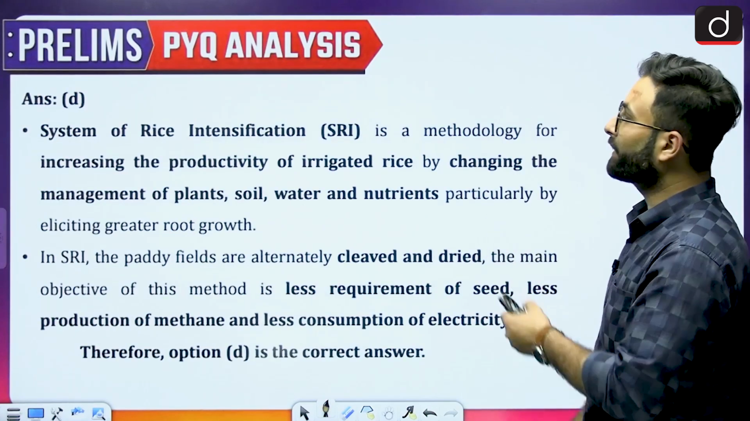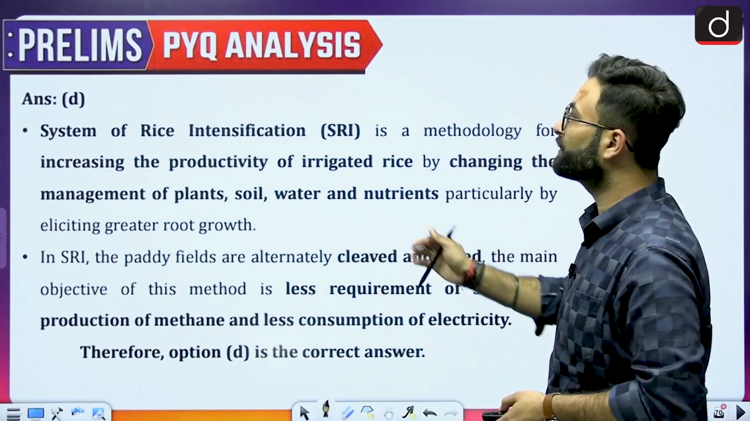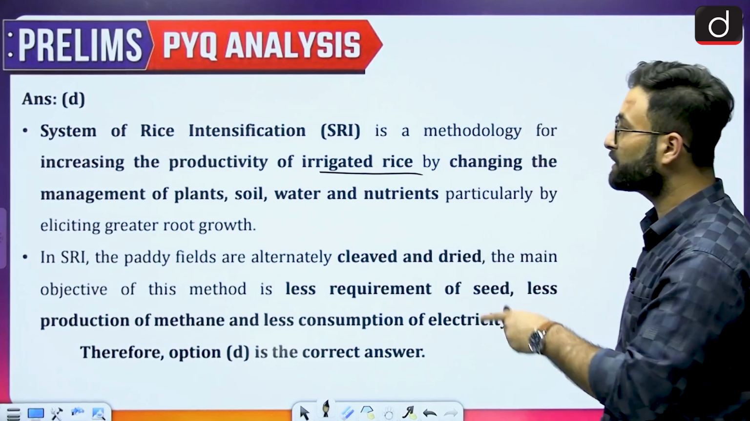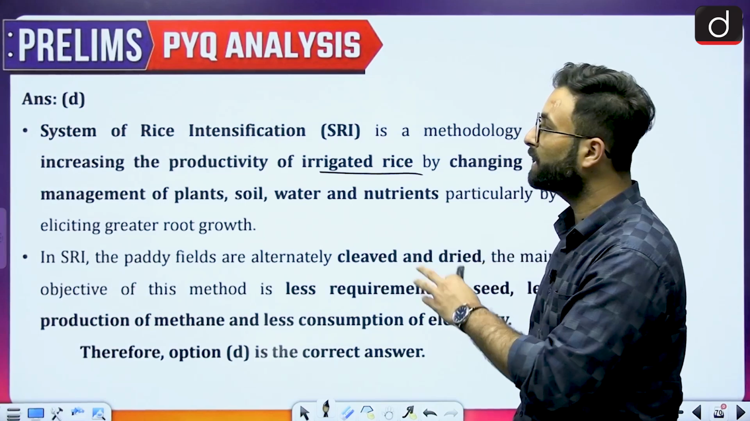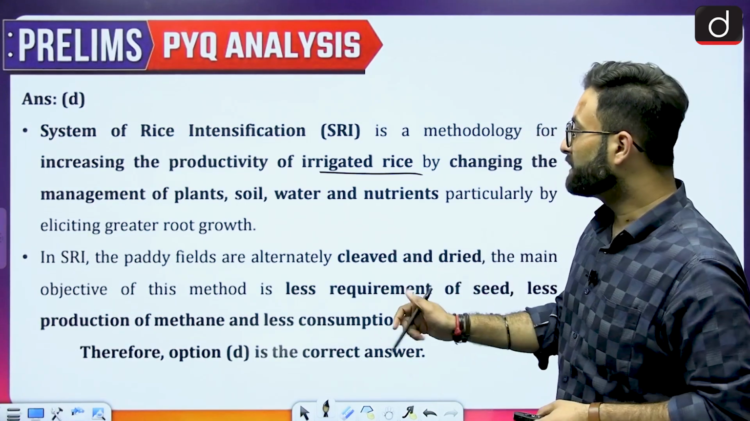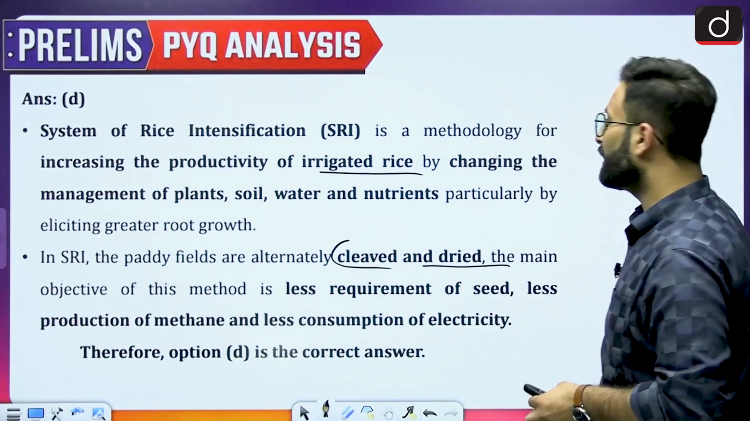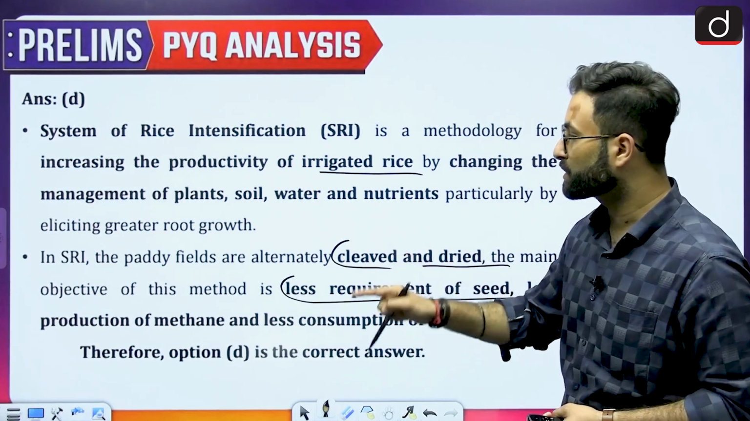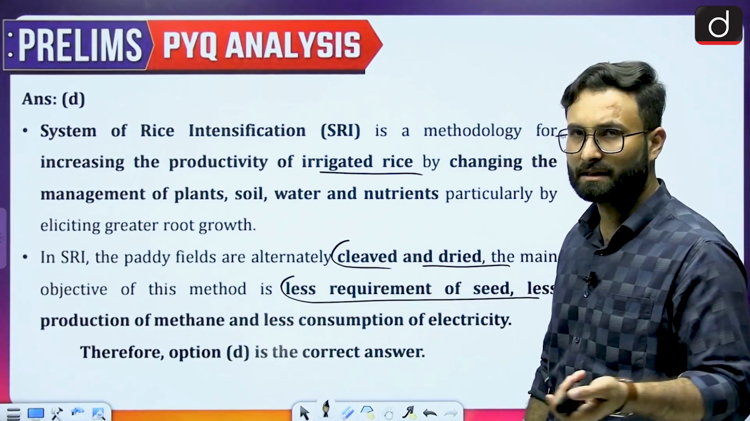System of Rice Intensification is a methodology for increasing the productivity of irrigated rice by changing the management of the plant, soil, water and nutrients, particularly by eliciting greater root growth. In SRI, the paddy fields are alternately wetted and dried, and the main objective of this method is less requirement of seeds, less production of methane and less consumption of electricity, which we have seen.